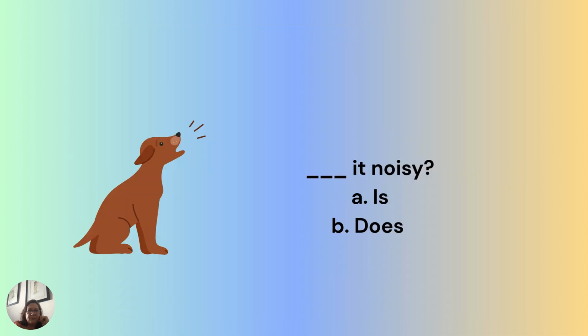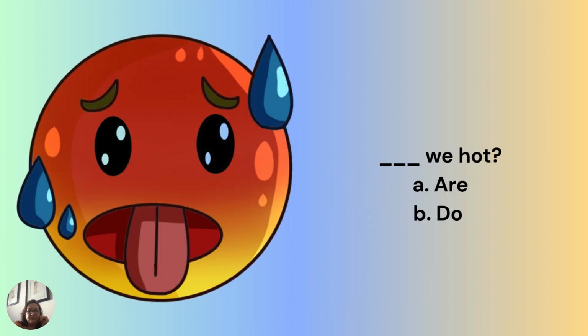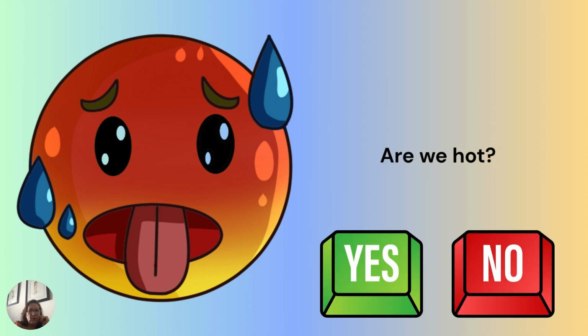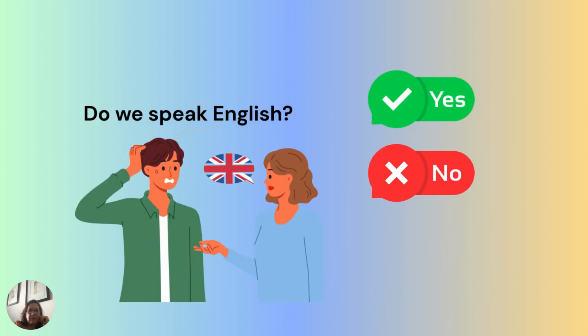Right, let's practice. So we're going to say it noisy. Do we say is or does? Is it noisy? We hot. Is hot an action or is it a fact? It's a fact. So, are we hot? Yes or no? Speak English. Speak is an action. So we're going to use do we speak English? And the answer is yes or no.